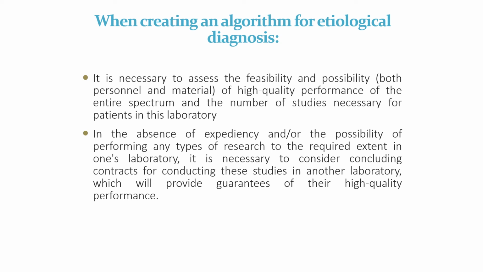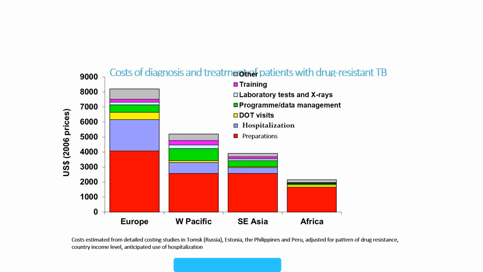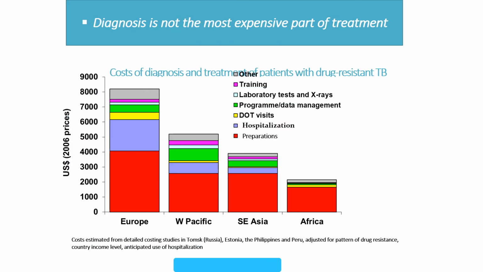In the absence of expediency or the possibility of performing any types of research to the required extent in one's laboratory, it is necessary to consider concluding contracts for conducting the studies in another laboratory, which will provide guarantees of their high-quality performance. On this slide, you can see costs of diagnosis and treatment of patients with drug-resistant tuberculosis. And as you see from the graph, diagnosis is not the most expensive part of treatment.